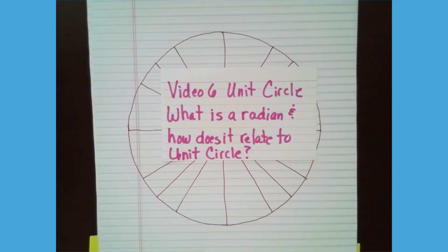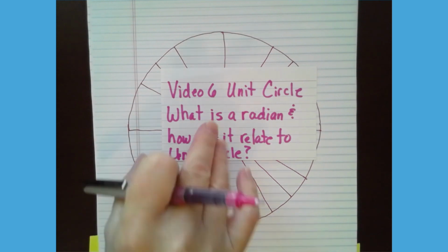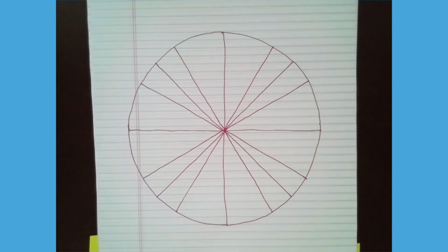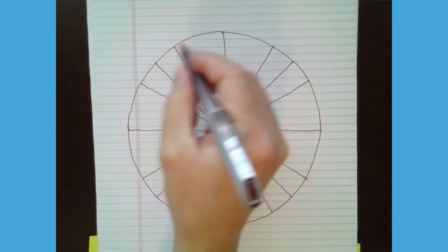Hello Math Nerds, this is video 6 of the Unit Circle series. So today's big question is, what is a radian and how does it relate to the unit circle? Alright, so a radian is a way to measure the outside of the circle.